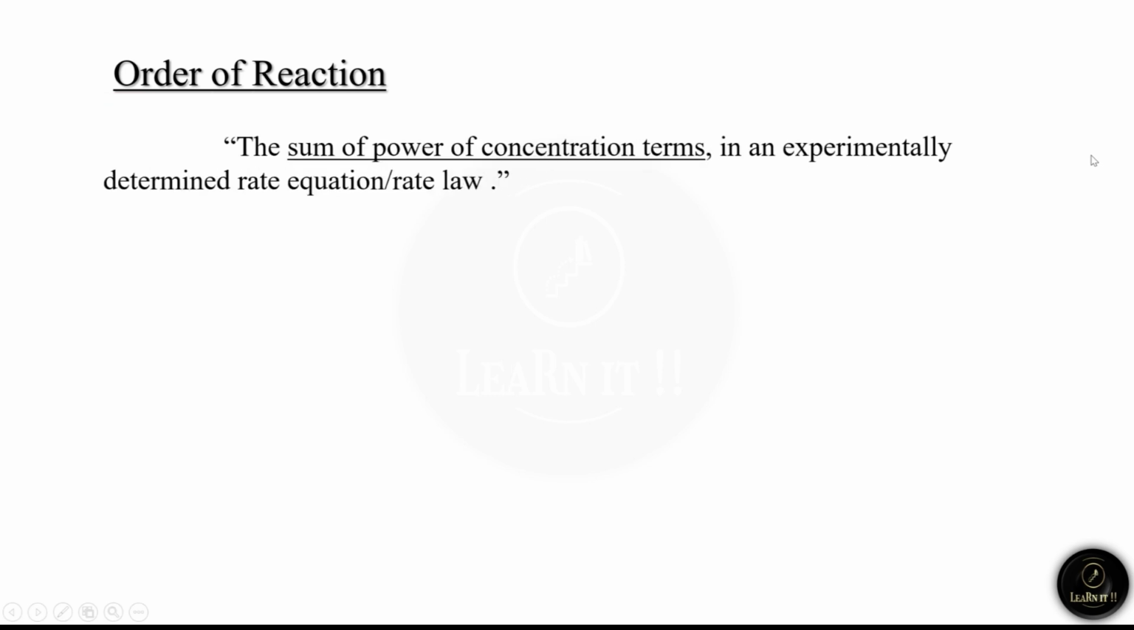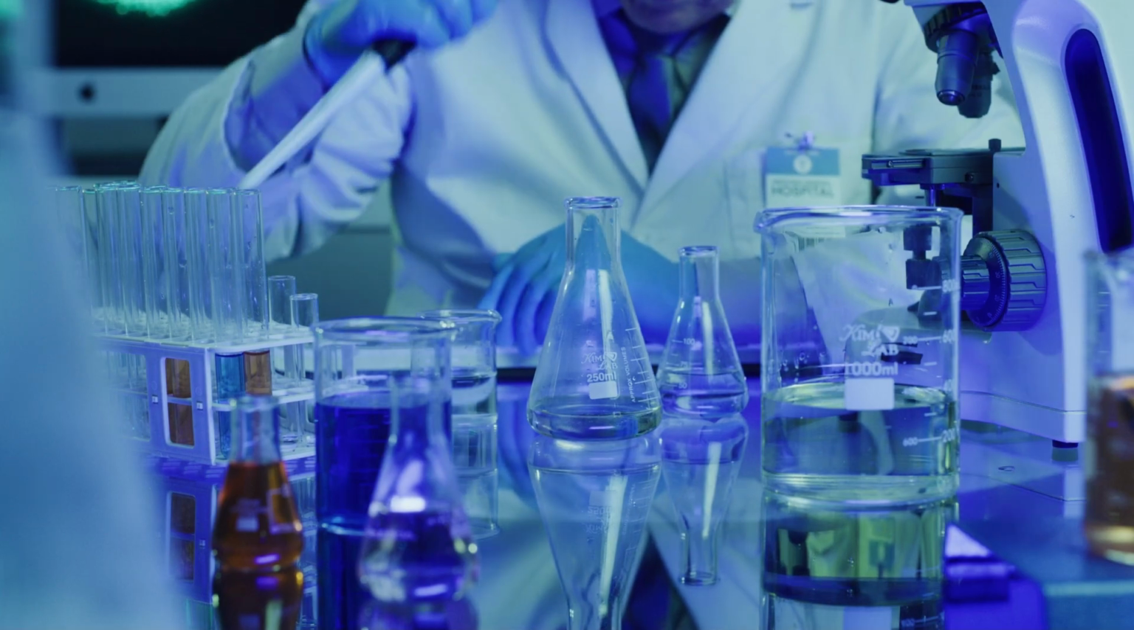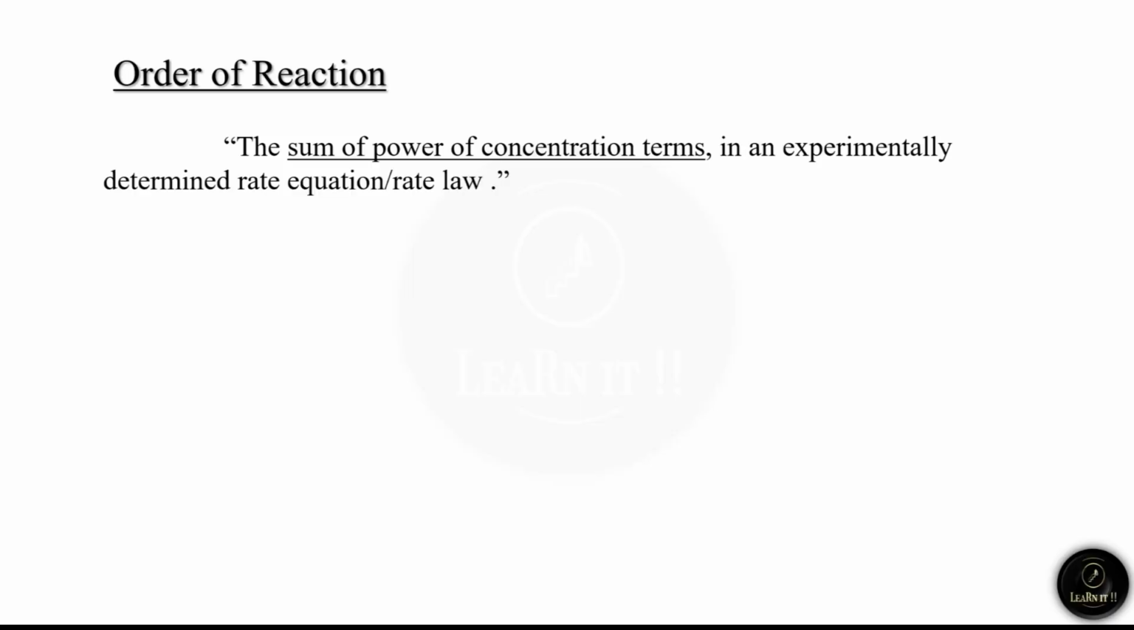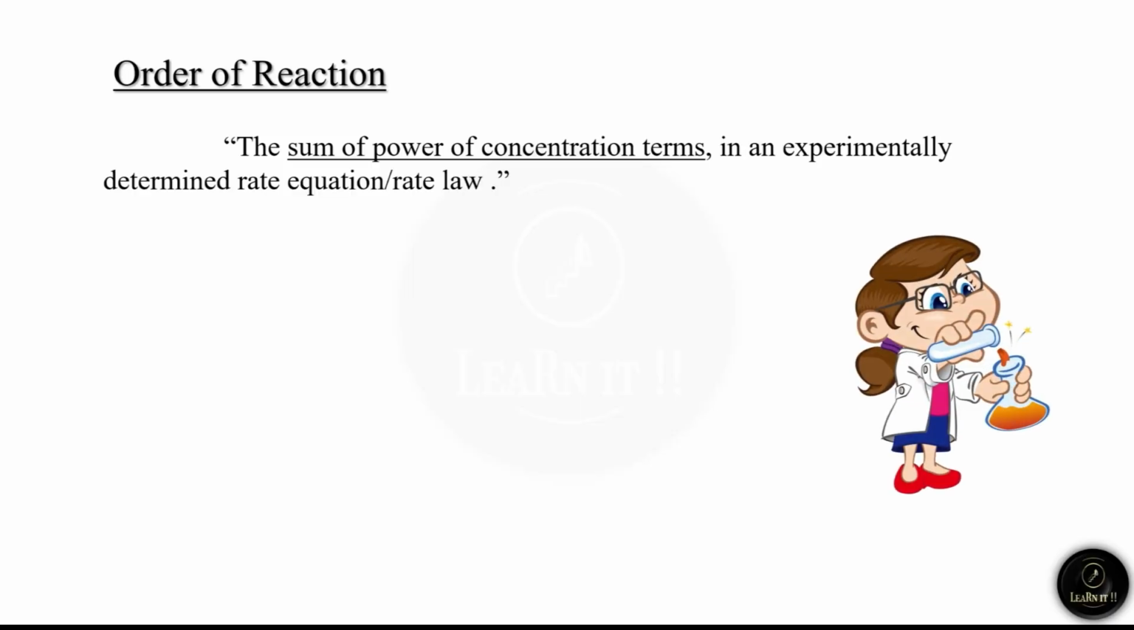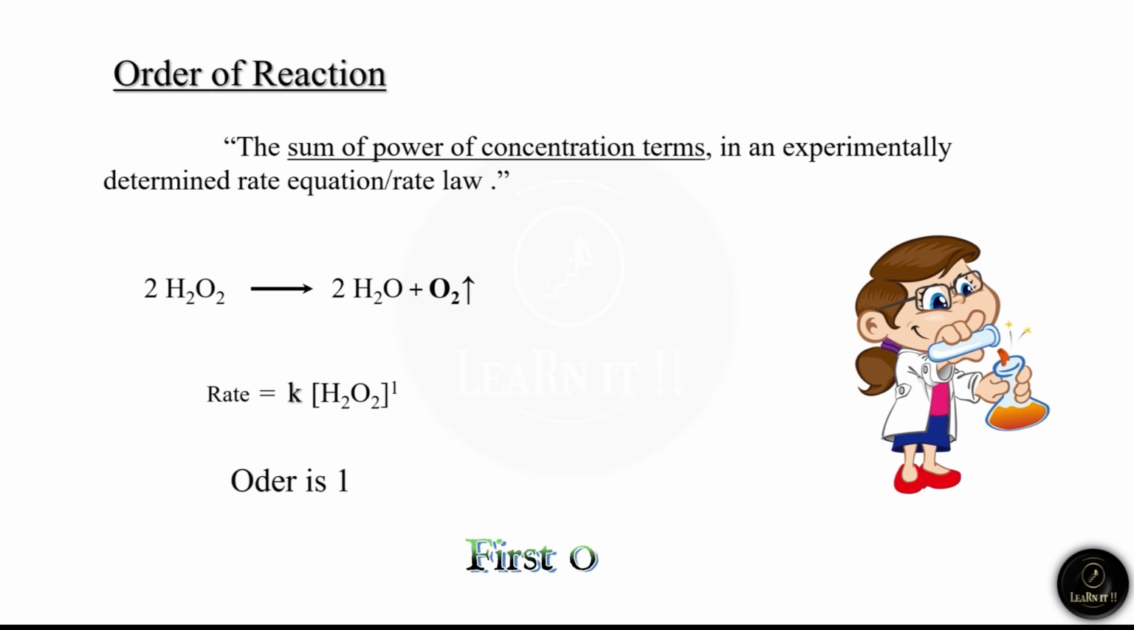So as we already discussed, order of reaction is the power of concentration terms in an experimentally determined rate equation or rate law. So with respect to decomposition of hydrogen peroxide, the rate is equal to K into concentration of hydrogen peroxide raised to 1. So order is 1. So this is called a first order reaction.